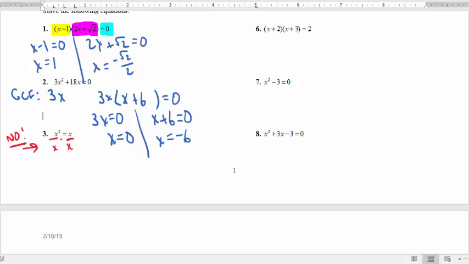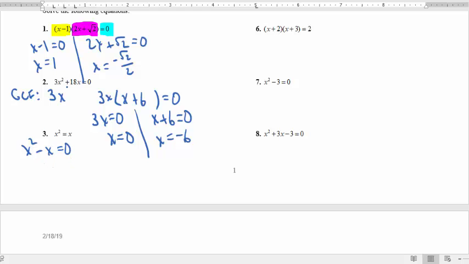Because the idea is, well, what if x is 0? Then I'm dividing by 0, which is illegal, right? So you can't do that. So what you must do here is get it in that form where it's equal to 0. So how do you do that? You move the x to the other side, right? So you subtract x, so you end up with x squared minus x equals 0.